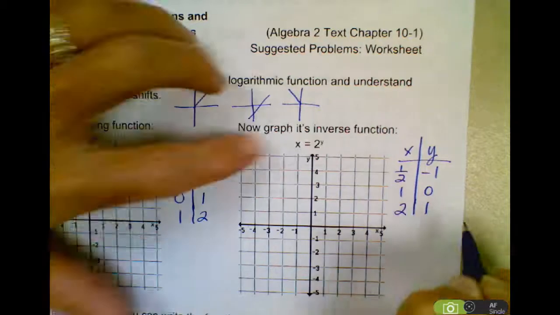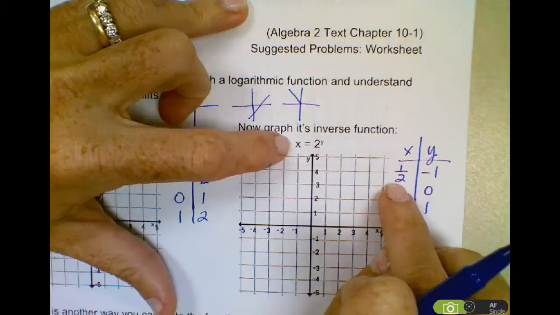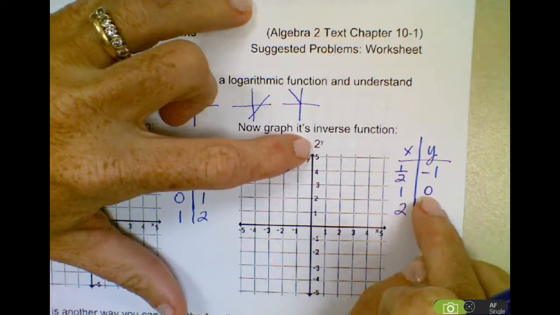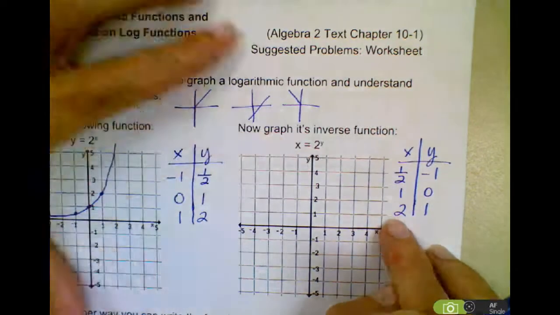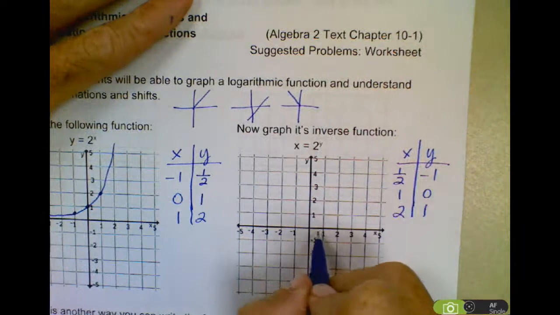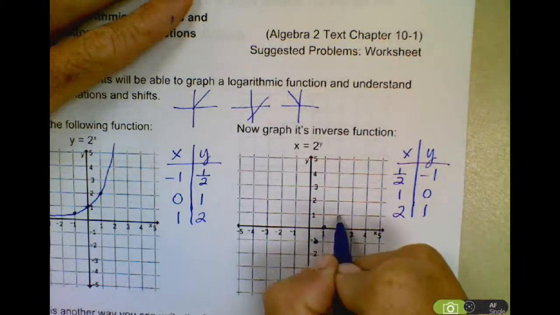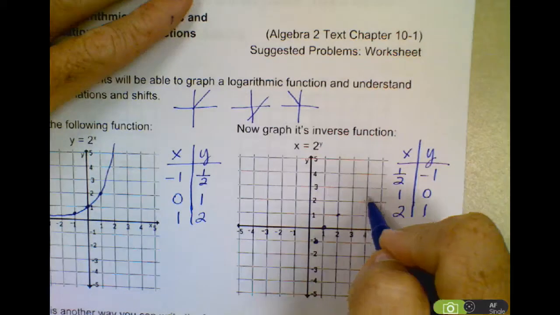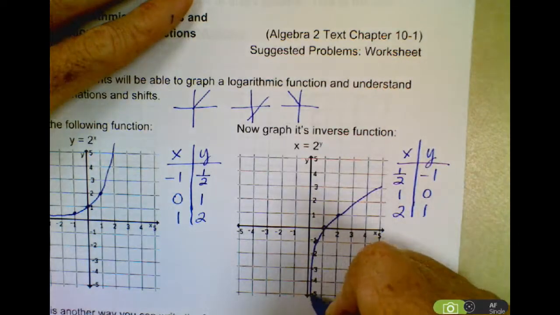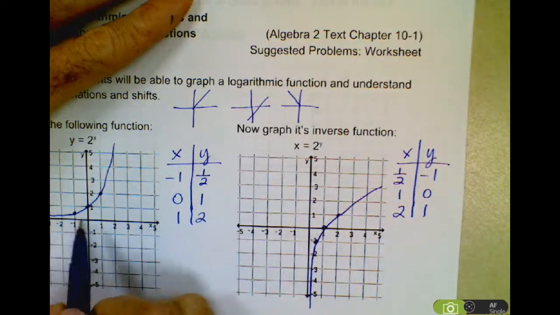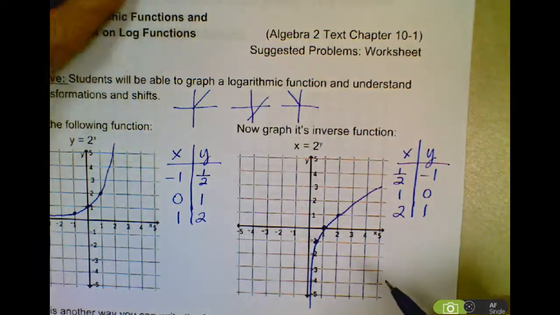If you're not sure about that, do the same thing again. 2 to the negative first gives me 1/2. 2 to the 0 gives me 1. And 2 to the first gives me 2. Now we're going to graph those points. We're going to go over 1/2, down -1; 1, 0; and 2, 1. Now also inverse, instead of coming along the x-axis like it did with our exponential function, it's going to come along the y-axis.